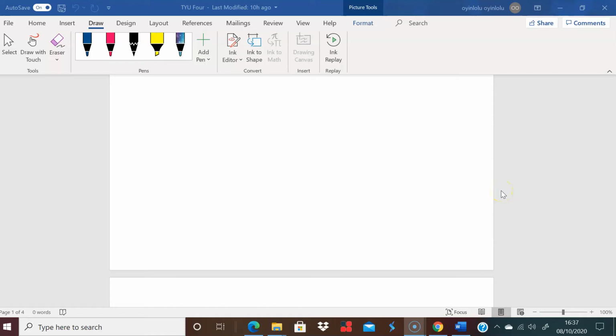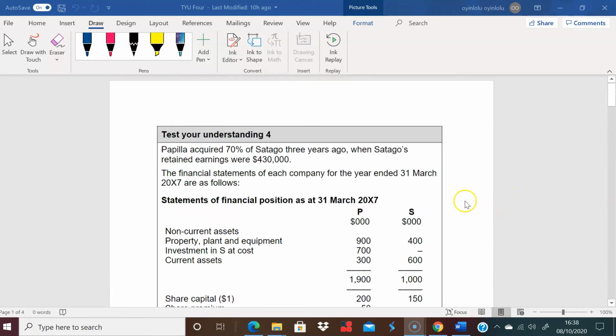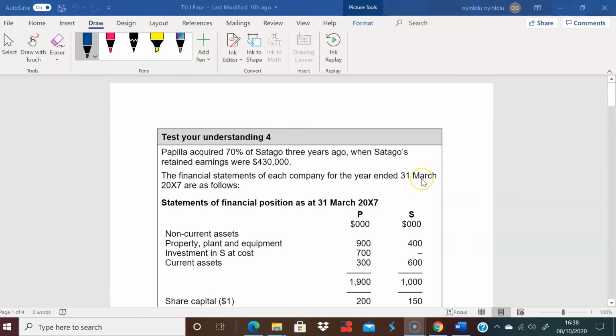Right, hi. So this is TYU4. Let's look at it. You're not going to get this type of question in the exam where they ask you to perform both. It doesn't work. This is an exam chapter question, so they want to express the full range of questions that you can get.